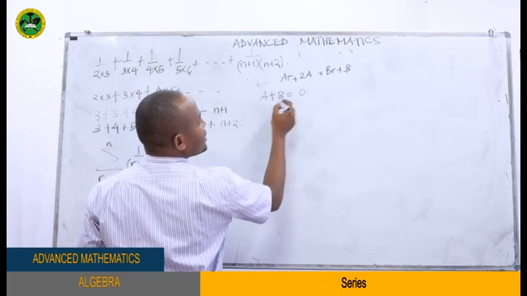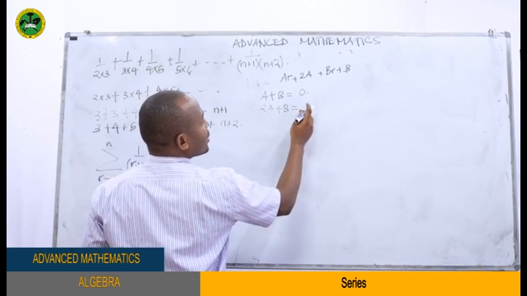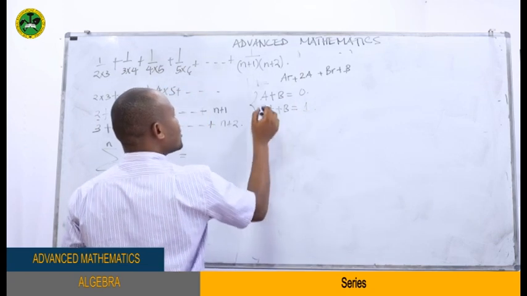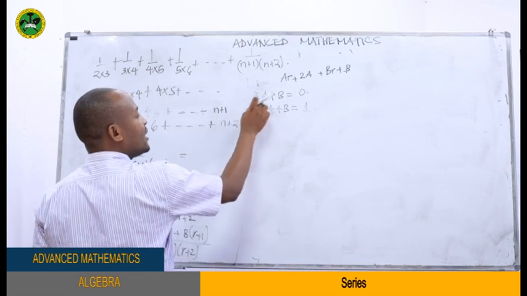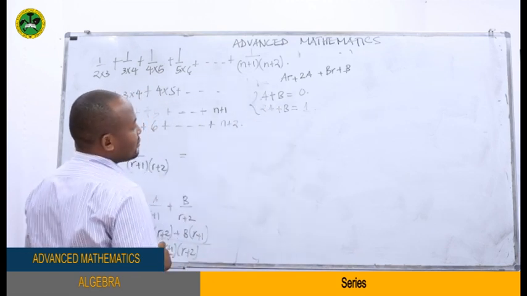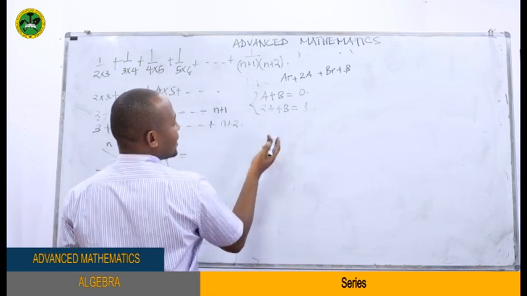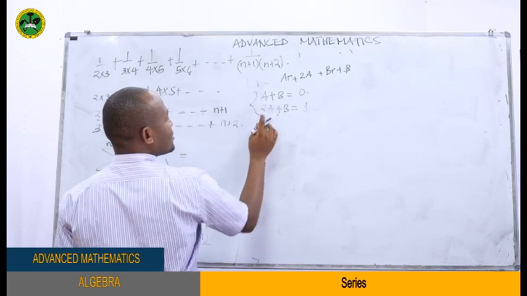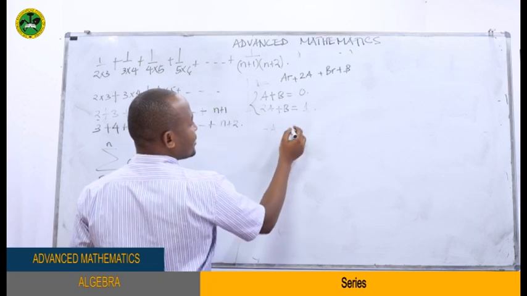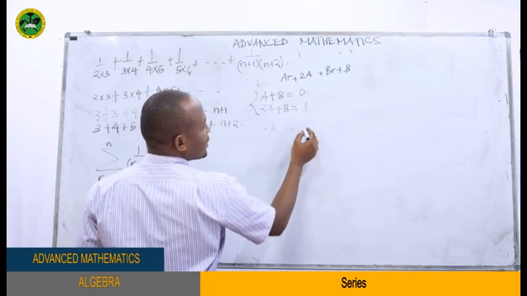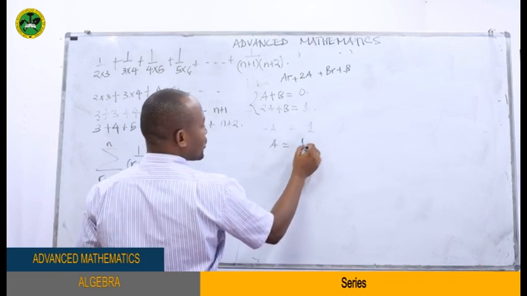And the second one is 2a plus b equals to 1. So we are supposed to solve those two equations so that we can obtain the value of a and the value of b, as we did in the previous lesson. Now, if we subtract by elimination, we are going to have negative a, and b minus b equals 0, and 0 minus 1 is negative 1, so a will be equal to 1.